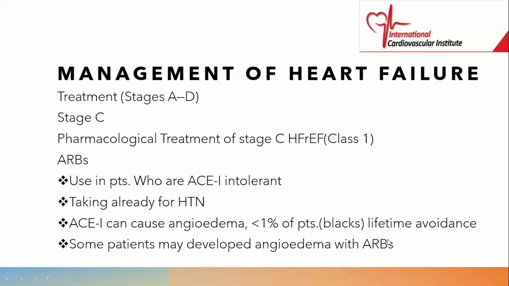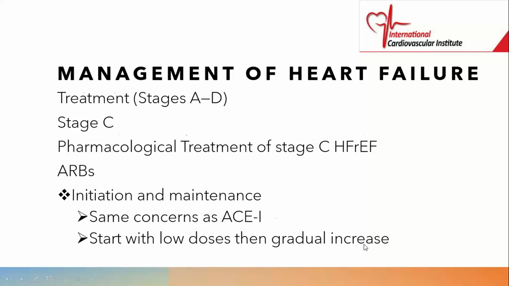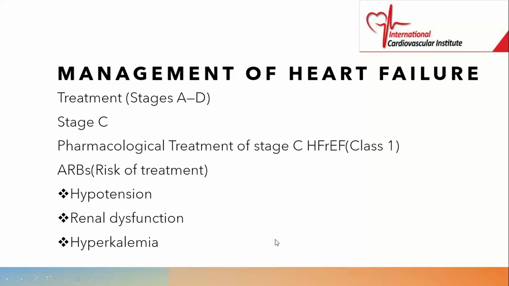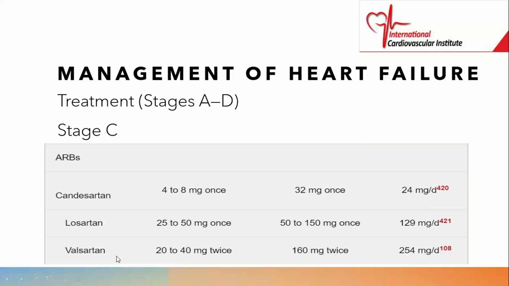Some patients can develop angioedema with ARBs. It's not as common, but some patients can develop angioedema to ARBs. For ARBs, you have the same concerns: renal impairment, hyperkalemia. Start with low dose, gradually increase, okay? And the problems associated with ARBs are hypotension, renal dysfunction, and hyperkalemia, same things.